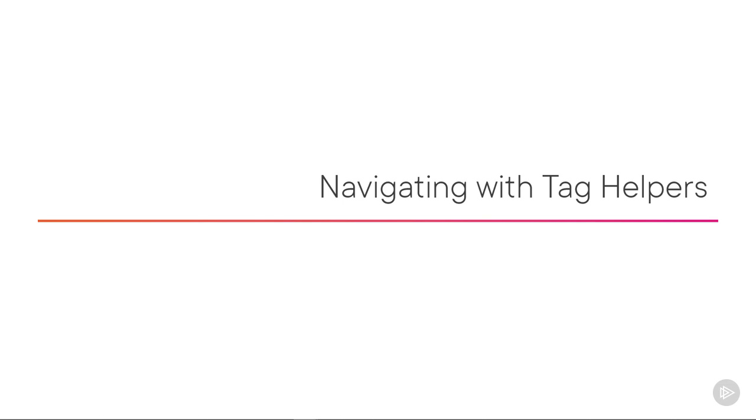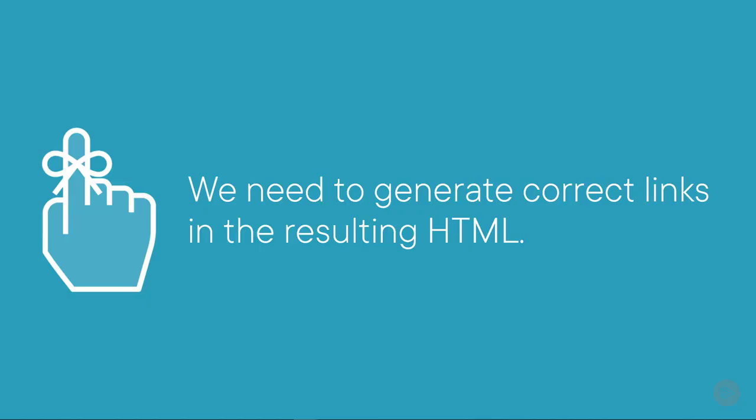Now that you understand the basics of how ASP.NET Core MVC handles routing, let us take a look at how we can add navigation to our site, and for that we will use tag helpers. For the user to be able to navigate, we need to have the correct links that, when clicked, will send a request to the server that will then be handled by the routing system we just looked at.